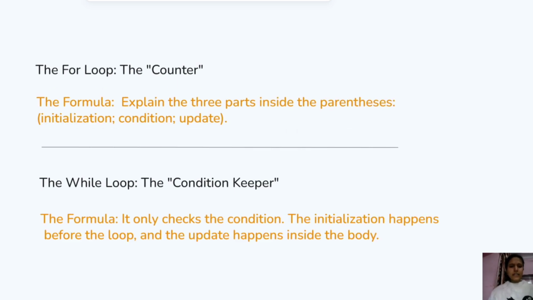The third difference is the formula. Explain the three parts inside the parenthesis. When we write the for loop, inside the parenthesis we write three parts: first initialization, second condition, and third update. And in the while loop, it only checks the condition. In the parenthesis of the while loop we write only the condition. The initialization comes before the condition and the update after it. The initialization happens before the loop and the update happens inside the body. So this is the third difference between for loop and while loop.